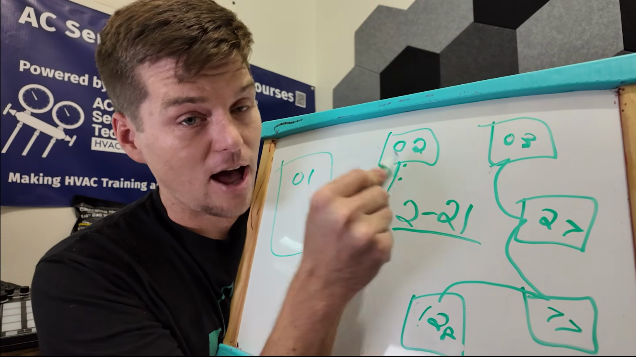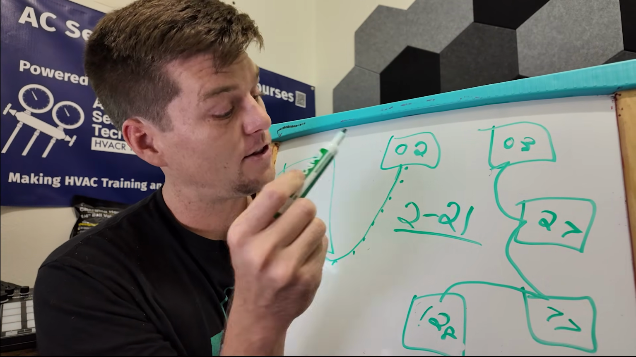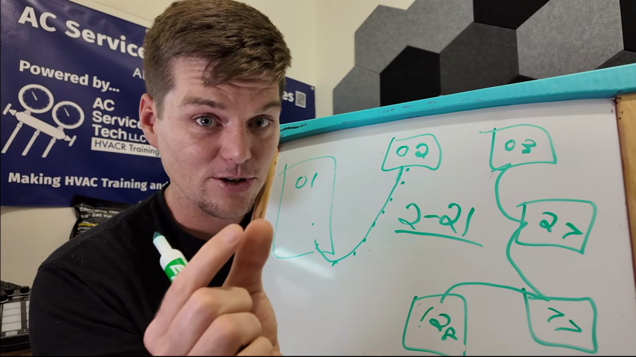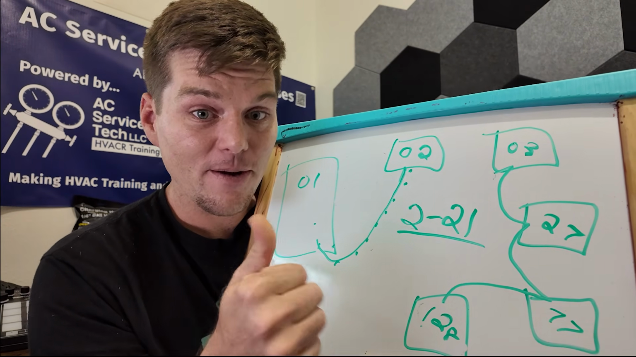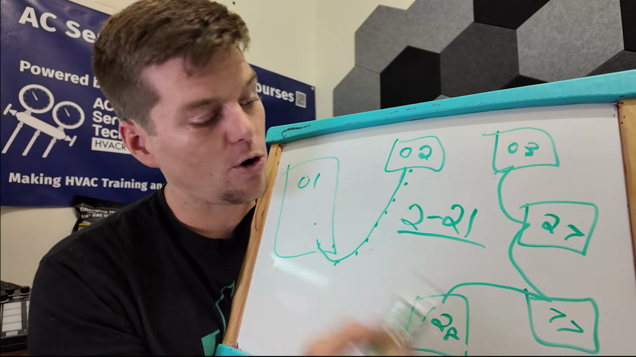If this unit locks out in 221 and the thermostat goes blank and the green light turns on, then you know that the wire from here to here is good. Now we need to go to the rest of the network.